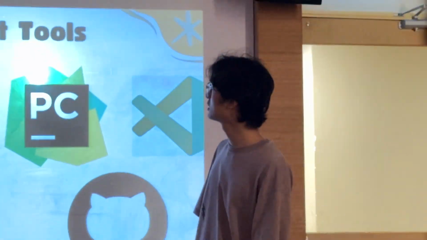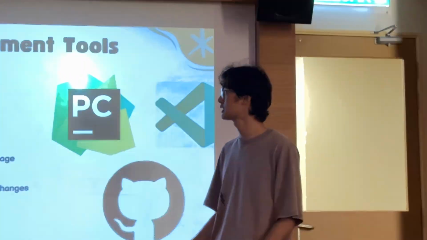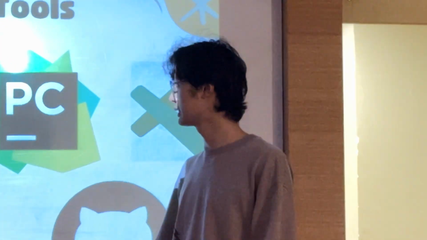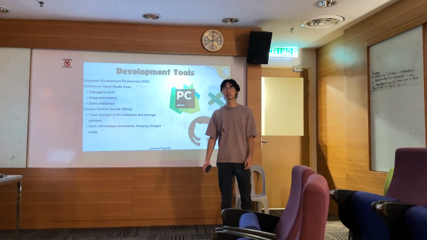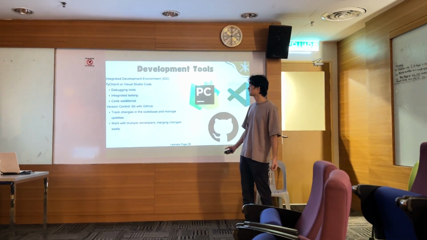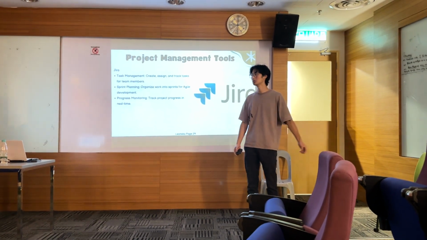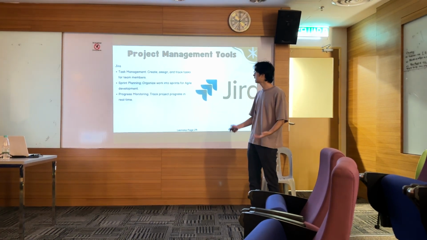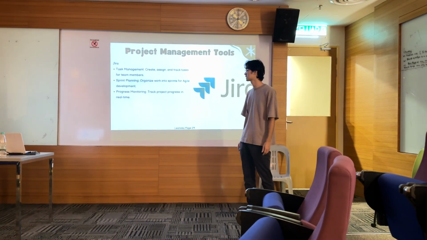For the development tools, we'll be using either Python or Visual Studio Code because we have experience in these two software. These help us to debug, implement testing, and get code assistance. For version control, we'll be using Git with GitHub, as this helps us to track changes in our code base. For project management, we will be using Jira, as this platform allows us to create tasks, organize work into sprints, and track our project progress.